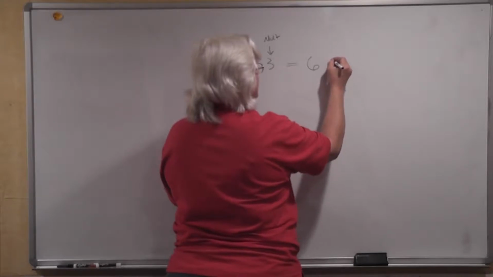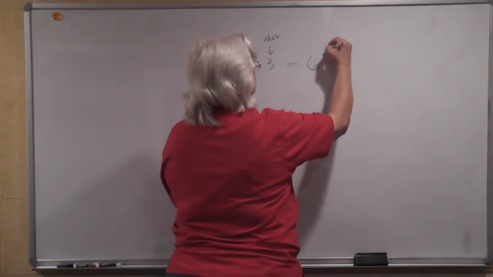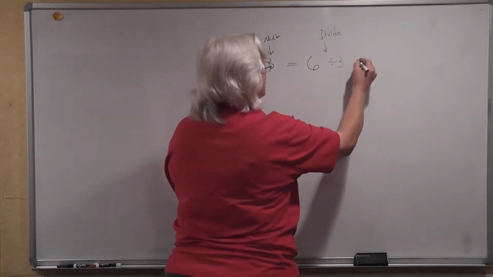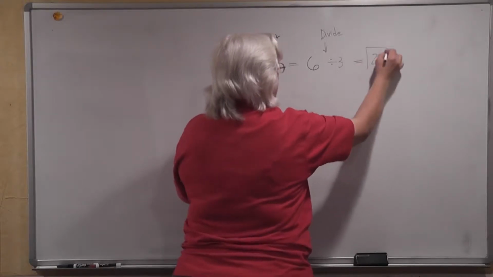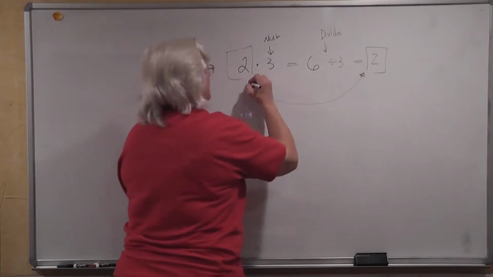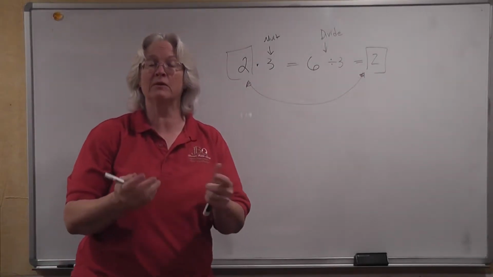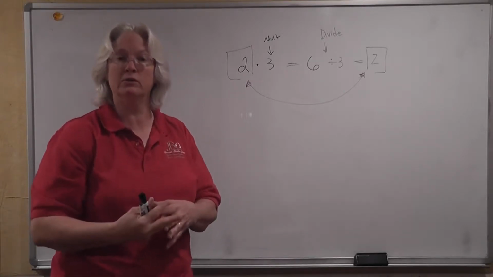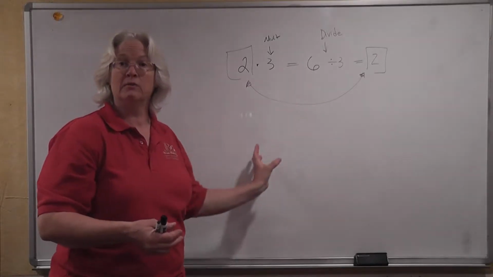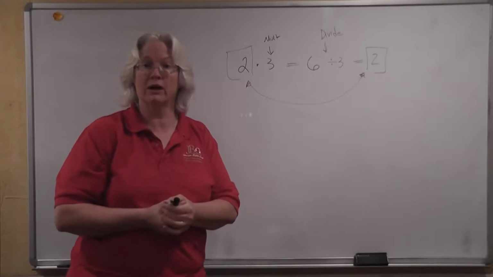And if I say 6 divided by 3, then I end up with a result of 2. And I've come full circle. I began with 2 and I ended with 2. So you remember that inverse operations are operations that undo one another. If I start with a number and add 6, the inverse operation is to subtract 6, and there's no net change in what I have.